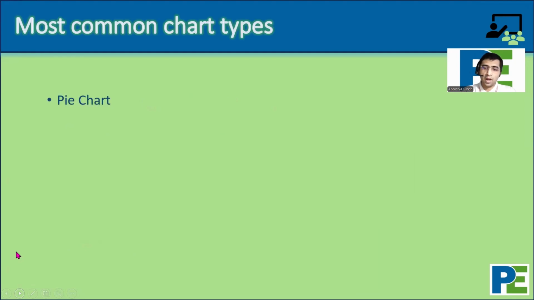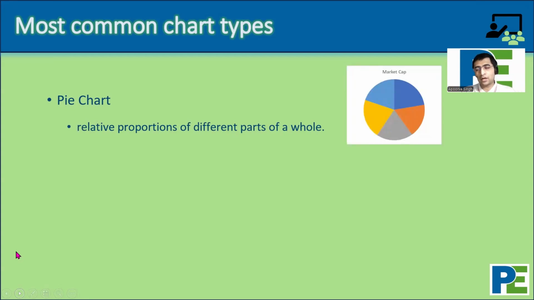The next one is a pie chart. All of you might have seen a pizza, a slice that we take out of a pizza. It represents a portion of the whole pizza. Similarly, this chart is used to identify the relative proportion of different parts of a whole. Now, considering whole market capitalization as 100%, this chart represents five different companies which have their share in the market capitalization. So, this is a relative proportion of different parts of a whole market cap.